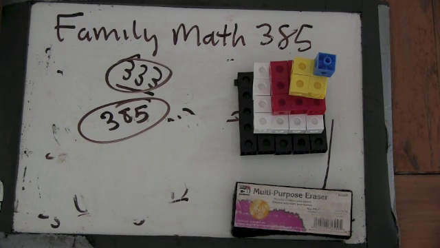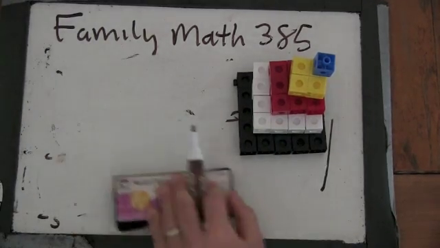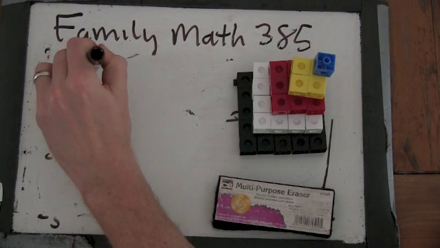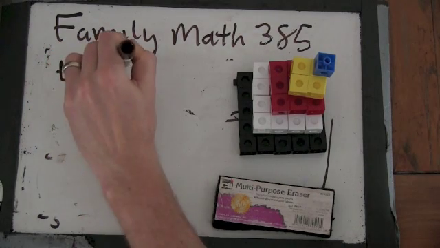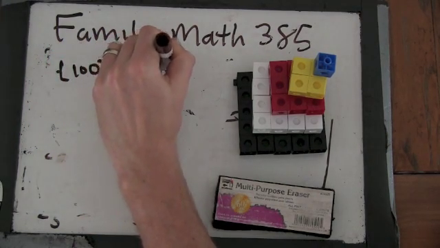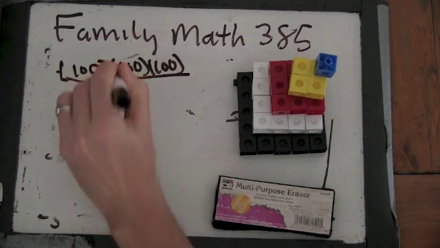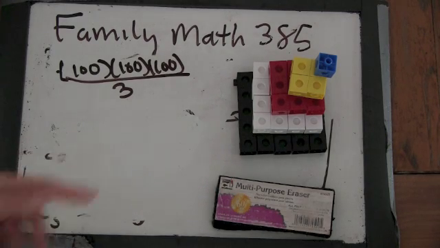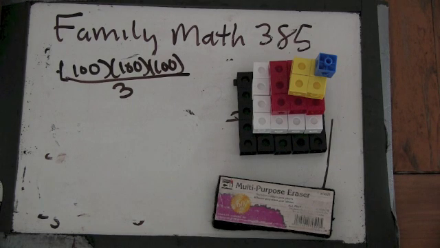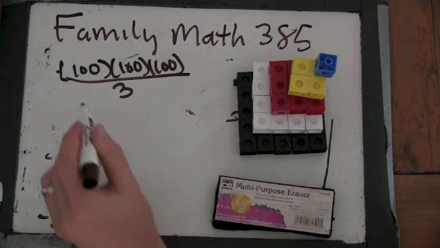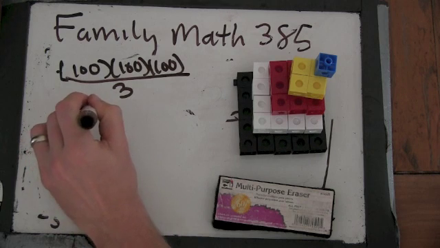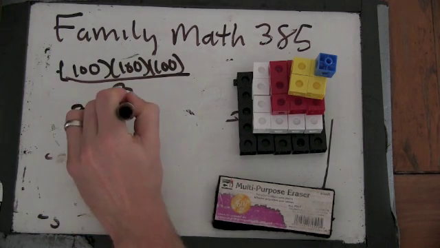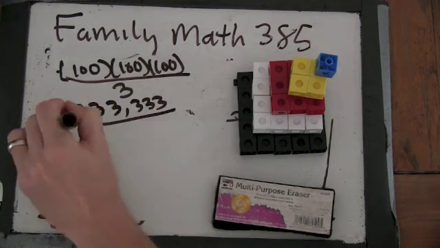Should we try it for 100 and see what happens? Okay. Alright, what happens with 100? If you get 100, you get 10,000 times 100. So you get 1,000,000 over 3, which is close to 333,333. So that's our approximation.